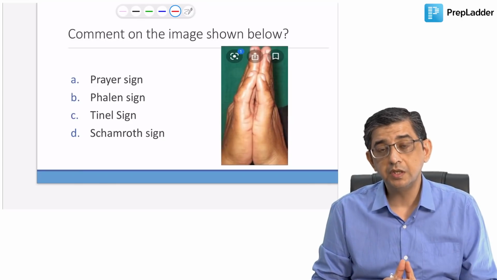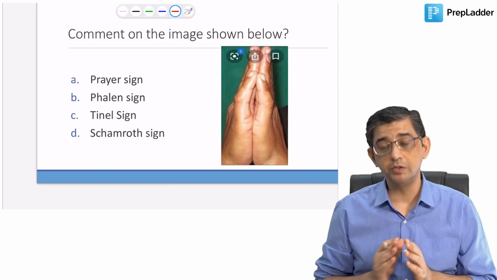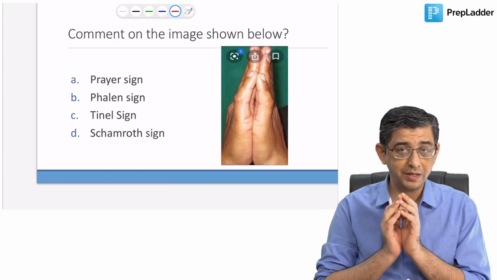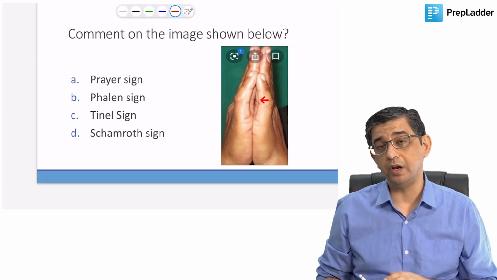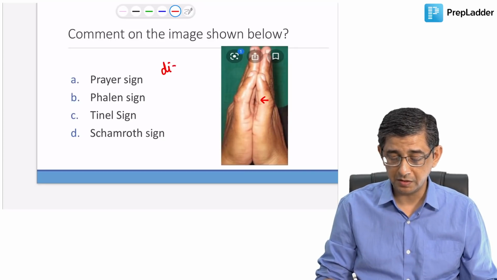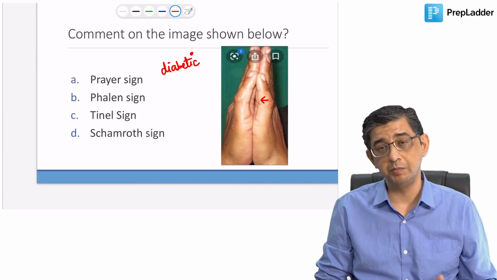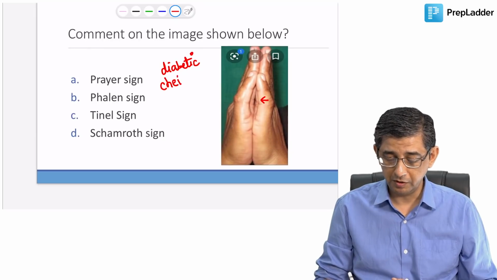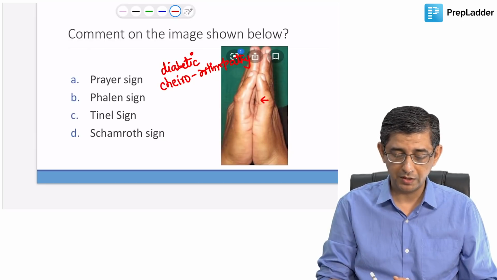Coming to the next question, he has given an image of a person doing a namaste, but you can see that when it comes to the little finger, you can notice some contracture. Well, this contracture could be casually referred to as diabetic stiff hand syndrome. Diabetes can cause multi-system involvement, and again, there were two questions on diabetes. One of them is being discussed at the moment. This manifestation is called diabetic cheiroarthropathy. The answer to this MCQ would be the prayer sign.